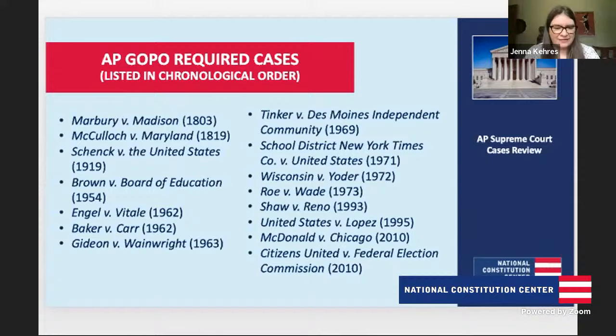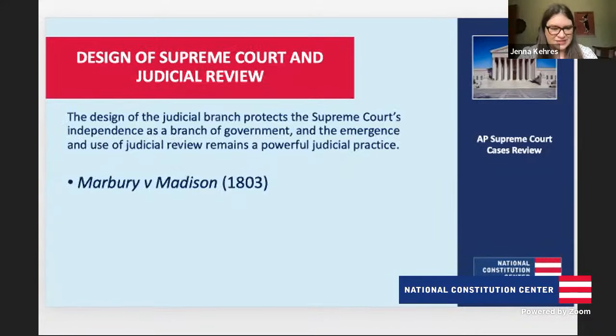So we do have these 15 cases. Like I said, we're not going to go quite in chronological order. We're going to be following the groupings that the AP and College Board have set out in their framework. But we are going to start at the very beginning because I think this is an important case to understand the Supreme Court and where these cases come from. And that is with the first case, Marbury versus Madison, and this idea of judicial review. So Tom, tell us about Marbury versus Madison and why it's important.